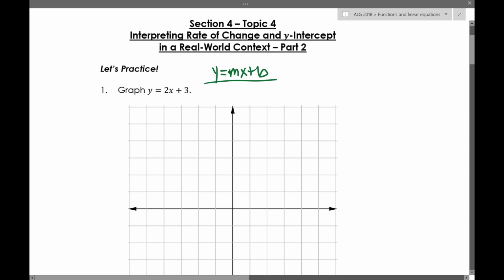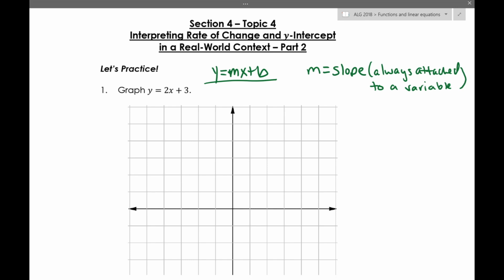So first of all, the most important parts of these is what we call the m. Okay. And that m stands for the slope. Okay. So notice what's attached to the m. The x. So the slope, and it's always attached to a variable. Okay. So the slope is always going to be attached to a variable. Now, for the most part, it will be attached to the x, but just in case the problem doesn't use x, it's always the one attached to a variable.